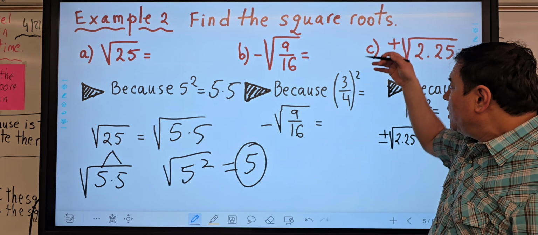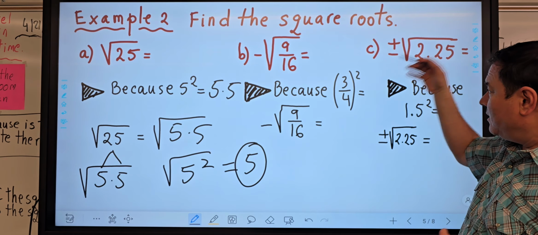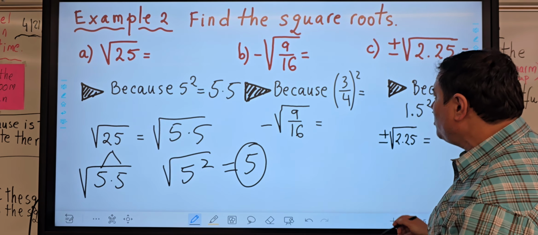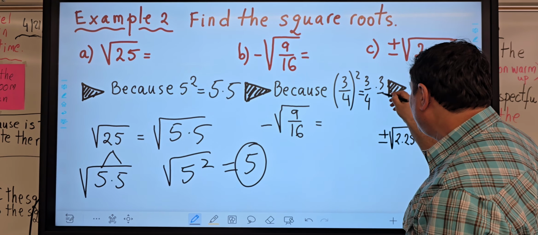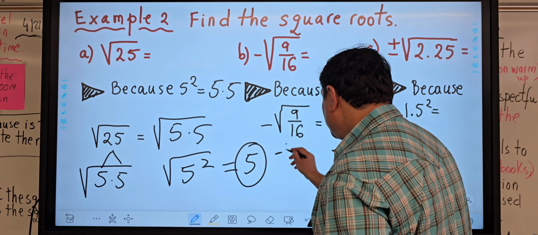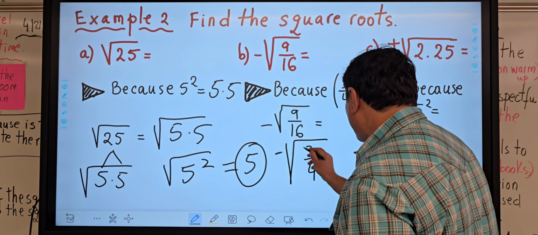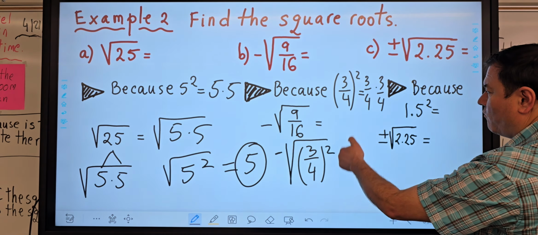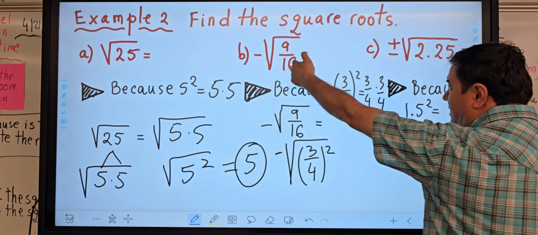And because 3 over 4 squared equals 3 over 4 times 3 over 4, right? So we have 3 over 4 times 3 over 4. So now we have negative square root of 3 over 4 squared. That's 3 over 4 squared, because 3 times 3 is 9, 4 times 4 is 16.